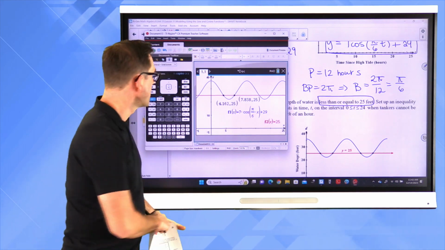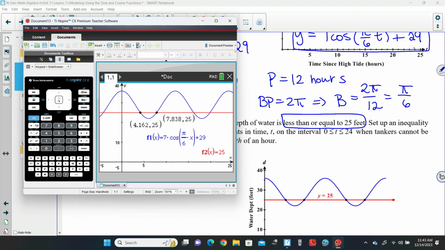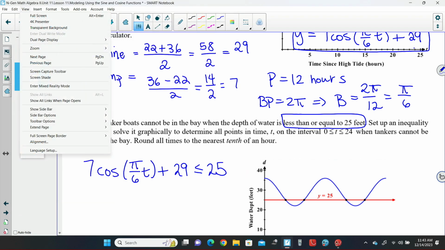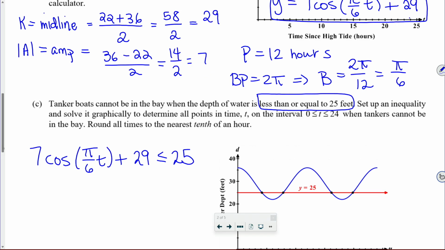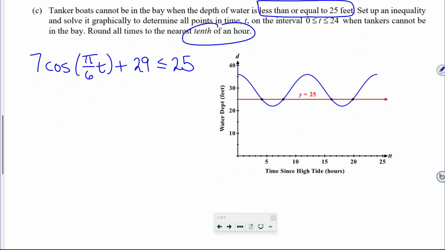So I'm going to take my graph out, and I'm going to label those points. And we want them to the nearest tenth anyway, right? Round all times to the nearest tenth of an hour.